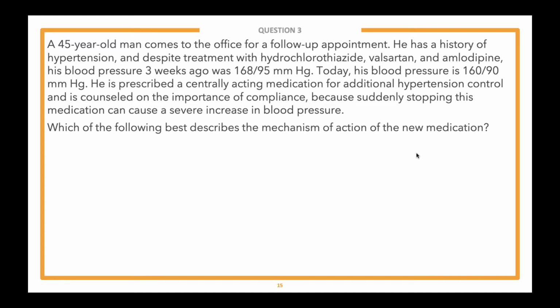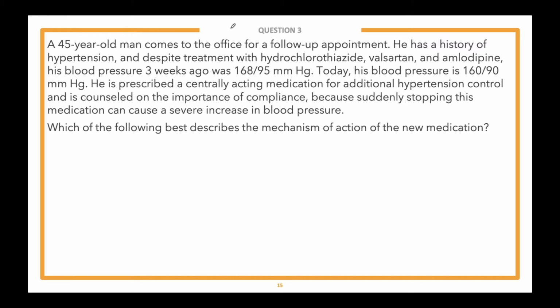He is prescribed a centrally acting medication for additional hypertension control and is counseled on the importance of compliance because suddenly stopping this medication can cause a severe increase in blood pressure. Which of the following best describes the mechanism of action of the new medication? Paros.